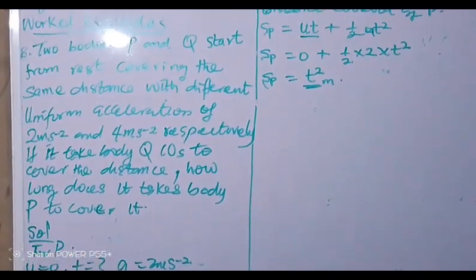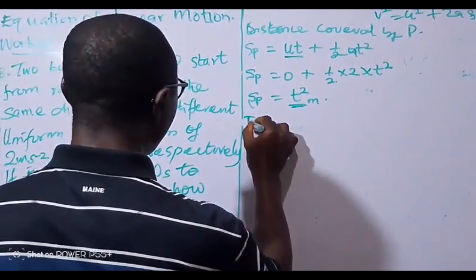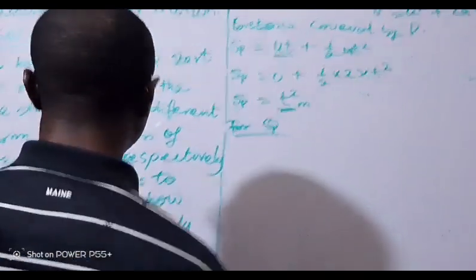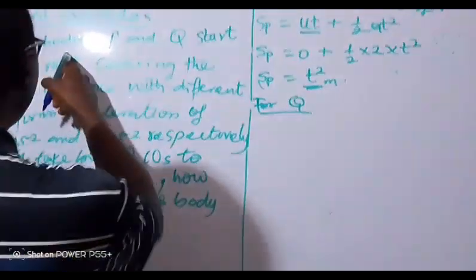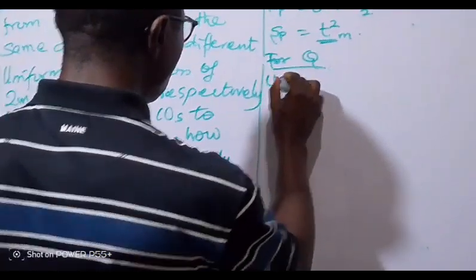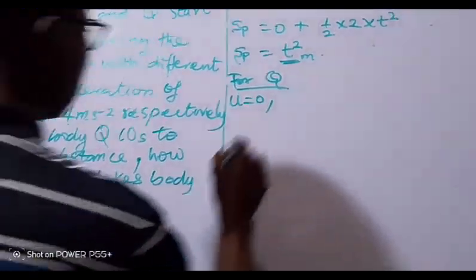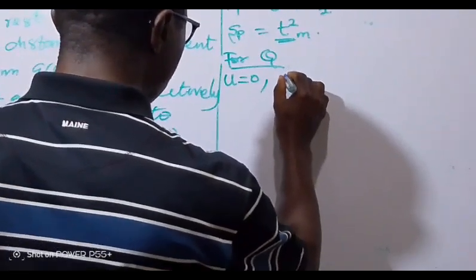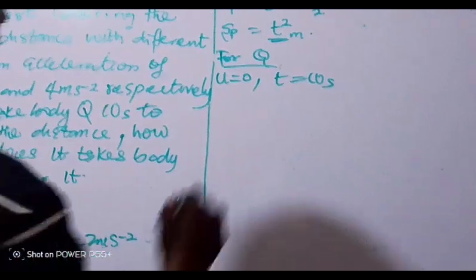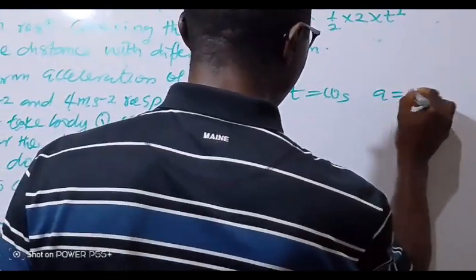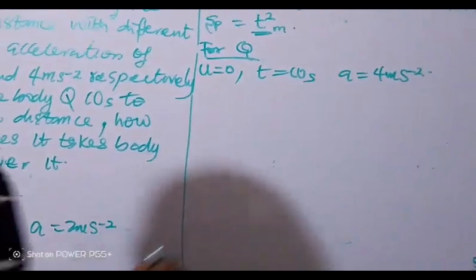So for body Q now, let's write the parameter. They both start from rest, so U will be equal to 0. But according to the question, you take 10 seconds. T will be equal to 10 seconds. What time do you need? A is given. A is equal to 4 meters per second squared.